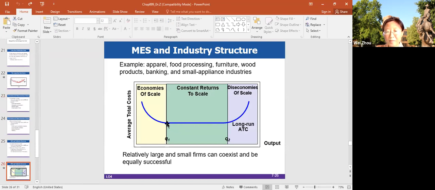Okay, sometimes this minimum can last for a while. So this is economies of scale. And here we reach the minimum and it lasts for a while. That is called constant returns to scale. So where do you want to produce? You don't want to produce here, but you want to produce more and more and more until you produce here, right? Because that is the lowest average total cost. Any question?